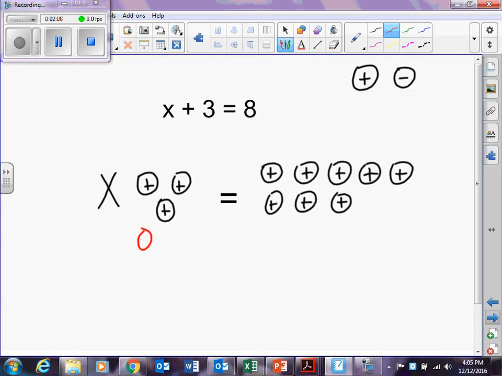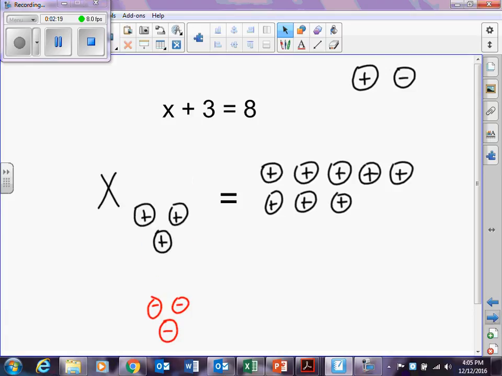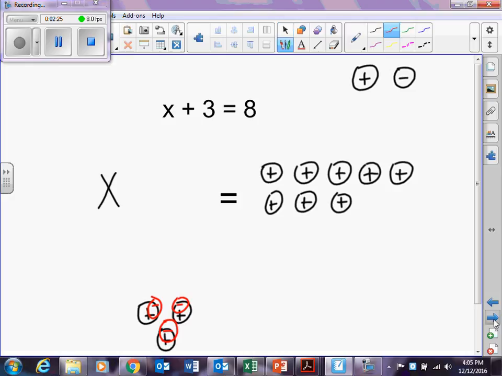So I have 1, 2, 3 negatives. And what that does here is each one of these pairs up with the positives and they make a 0. And then they all go away. But I added 3 negatives over here, so that means I need to add 3 negatives on the right-hand side. 1, 2, 3. And the same thing's going to happen. These 3 negatives are going to pair up with these and they are going to go away. They make 0. So this means that x is going to equal 1, 2, 3, 4, 5.